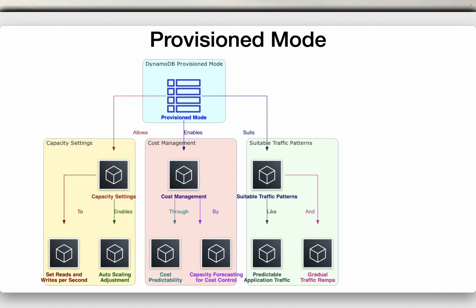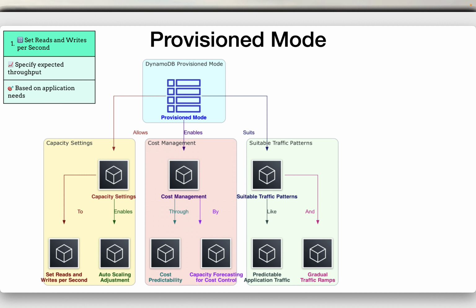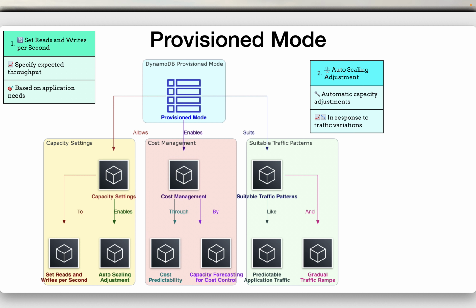Okay, next one is provisioned mode. Specify the expected read and write throughput based on your application needs. So you basically manually set it. Provisioned mode allows for automatic adjustment in capacity in response to traffic variations. So there is an option for auto scaling adjustment.